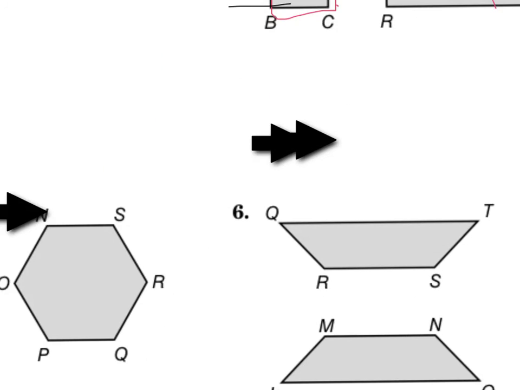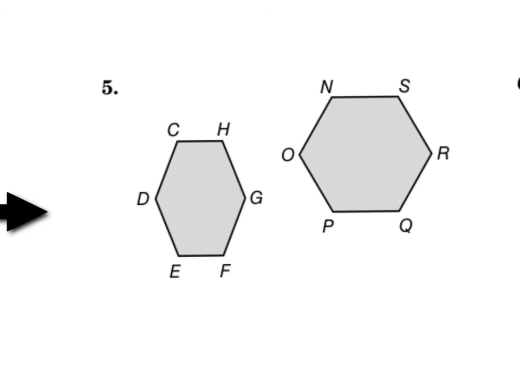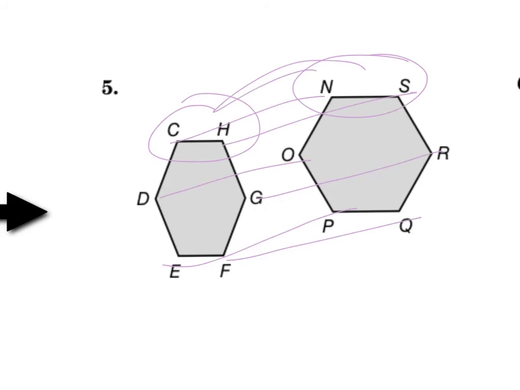Alright. So hopefully we're getting the hang of this here. 5. Again, looking at the two shapes, if you slide all these over, you slide H to S, C to N, D to O, G to R, they don't all match up because these two aren't the same size.